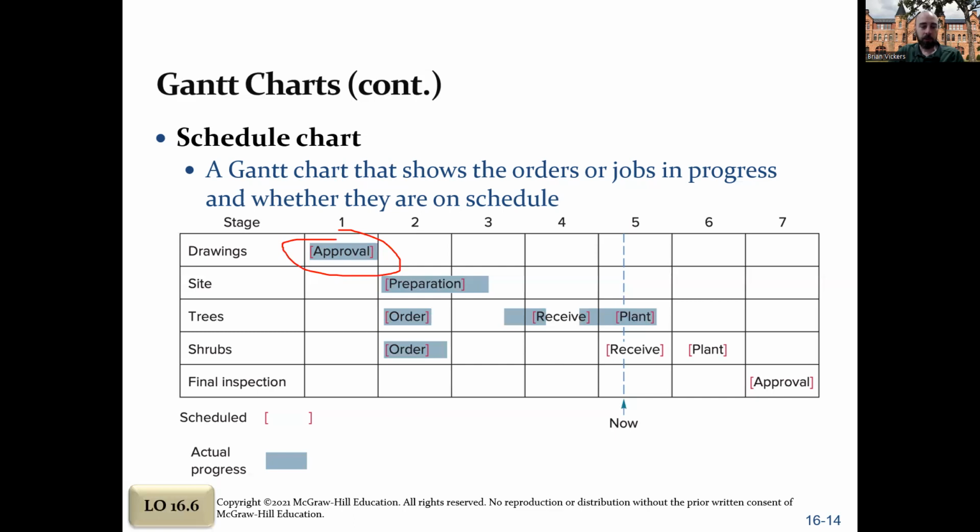Ordering your trees, ordering your shrubs. You can place the order at the same time. You expected to get the order in at the start of week 4. You got it a little early. You weren't ready to plant yet because you had other stuff going on. So you expected to start planting, or rather, actually, it looks like you did start planting really. You expected to start planting maybe the second day of that week, and then you started a week early because it came in so early.